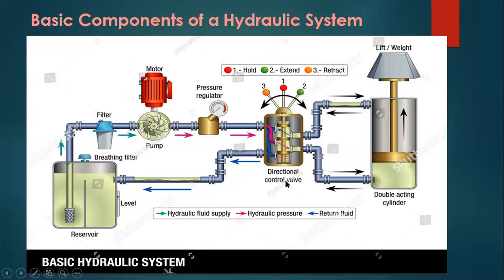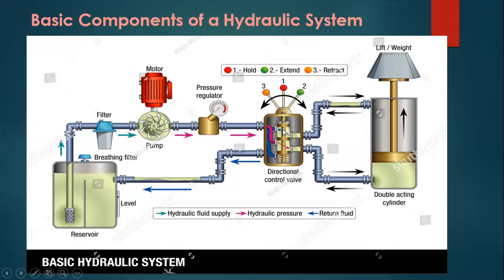Okay, the directional control valve, just as we had in the pneumatic system, you have this directional control valve, and there are different mechanisms, as I told you, to achieve the same control. To be able to control the opening and closing of the valve, you have different mechanisms, right? Some of them I mentioned, like a ball valve or a butterfly valve, etc.